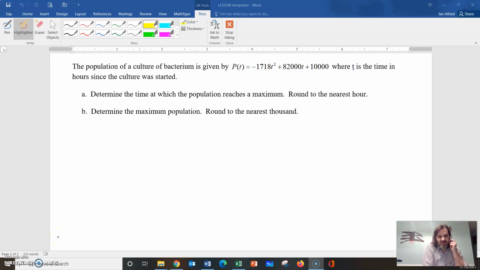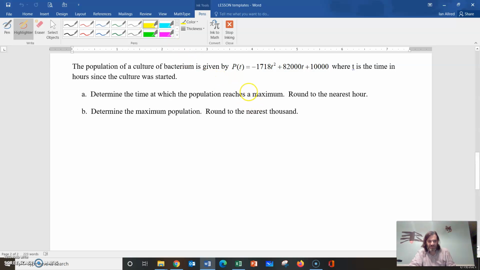Hey, we have a word problem here for a quadratic. The population of a culture of bacterium is given by the function p of t equals negative 1,718t squared plus 82,000t plus 10,000, where t is the time in hours since the culture started. Okay, so t goes in as hours, and p comes out as the number of culture there is at that time. So question A says determine the time at which the population reaches a maximum.